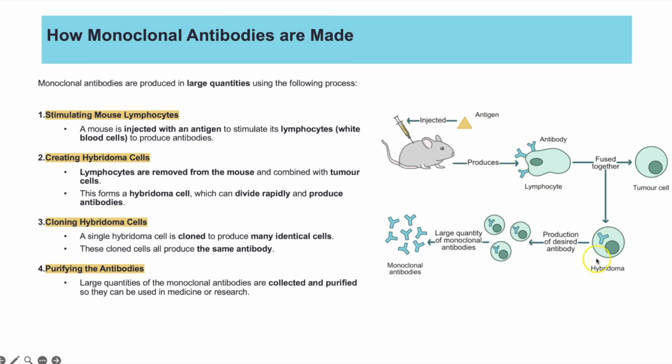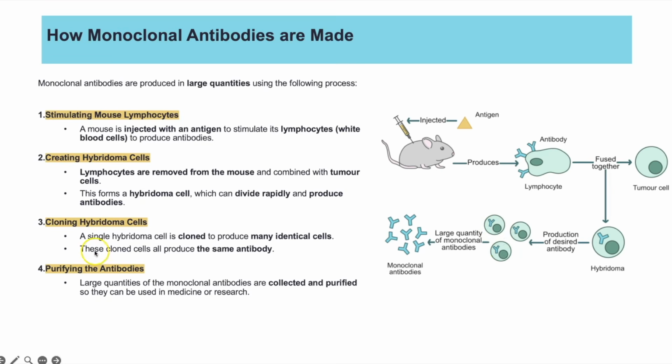Next step is we need to create what's known as a hybridoma cell. Hybrid meaning 2 different things fused together. And what we're fusing together is this lymphocyte we've just created that creates the correct shaped antibody and a tumour cell. So those 2 are fused together to make a hybridoma. The reason for that is this lymphocyte is going to create the specific antibody and the tumour cell rapidly divides. So that now means we've created a hybridoma cell, which will rapidly divide.